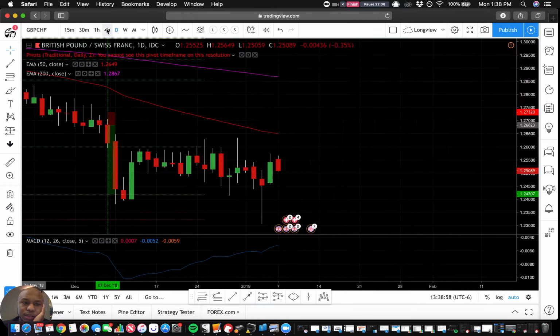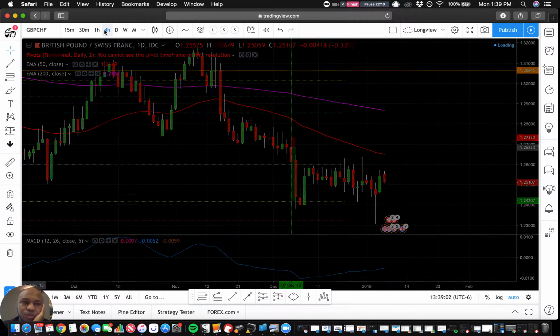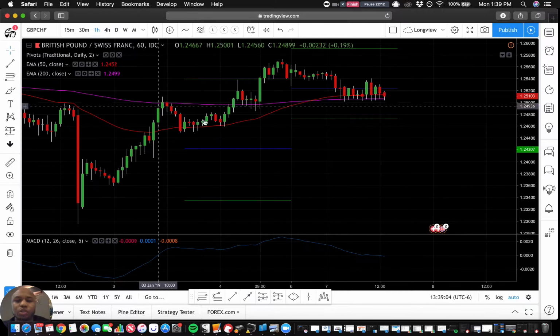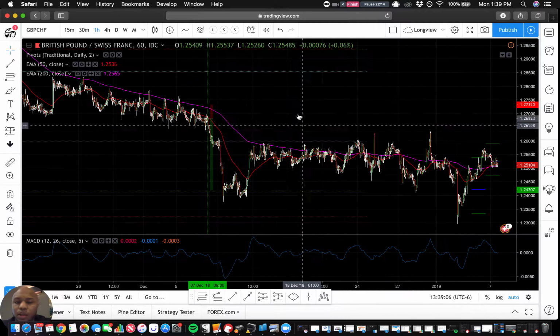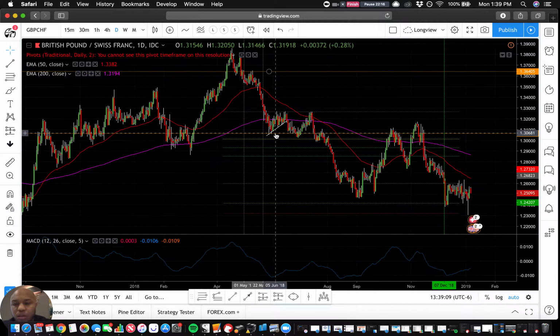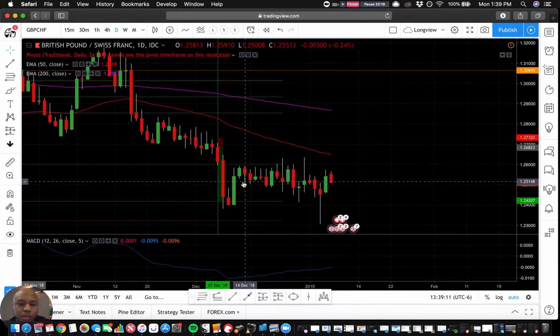Weekly is kind of sideways, kind of chilling at this level. Not really a strong bias in any direction. I don't want to trade this. I already know I don't want to trade this because of the daily. I look at the daily and we're sideways as hell.